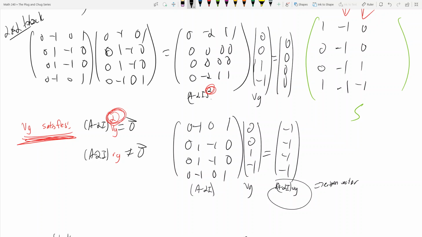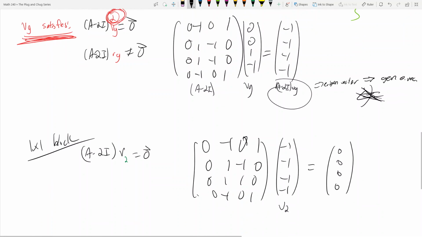There's a common misconception here. All eigenvectors are generalized eigenvectors. The other way around is not true. Not all generalized eigenvectors are eigenvectors. But anyways, we diverge. You want to put -1, -1, -1, -1 in there.